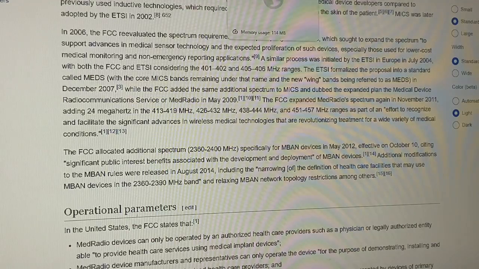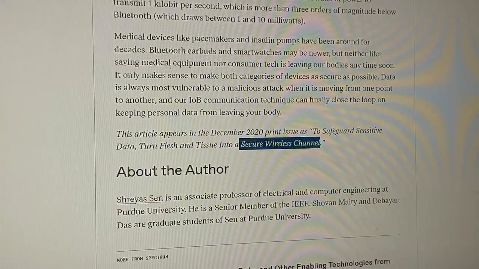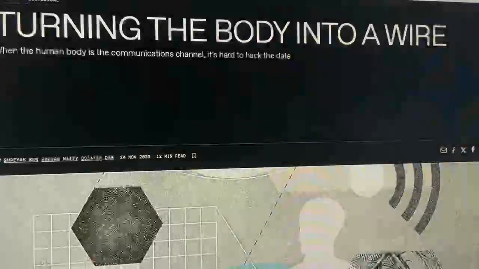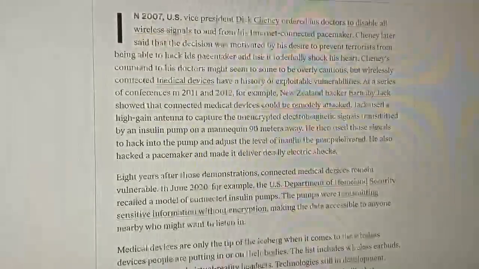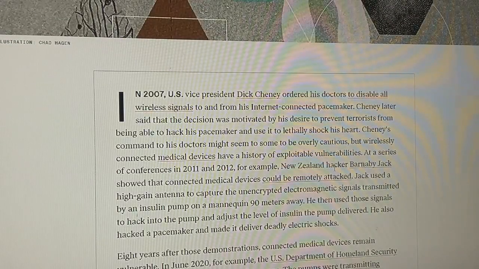Oh, just don't know that by 2020, we've made the body itself the secure wireless channel. Let's read the first paragraph again. In 2007, United States Vice President Dick Cheney ordered his doctors to disable all wireless signals to and from his internet-connected pacemaker.